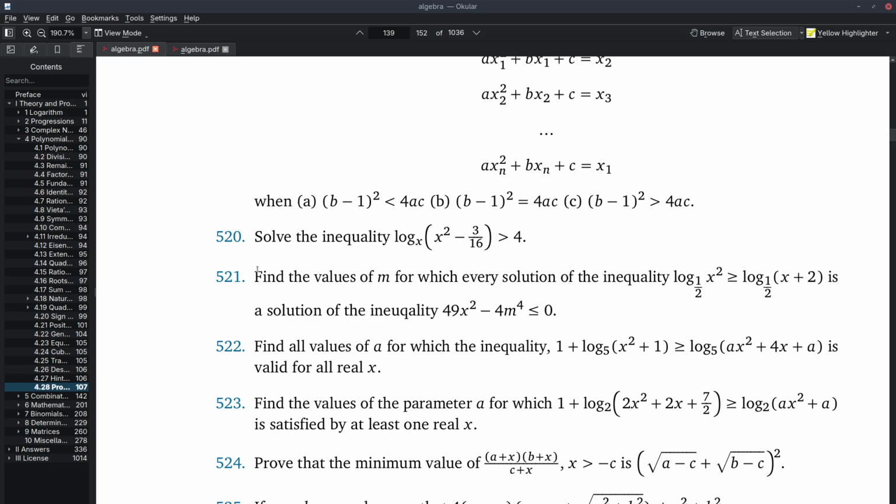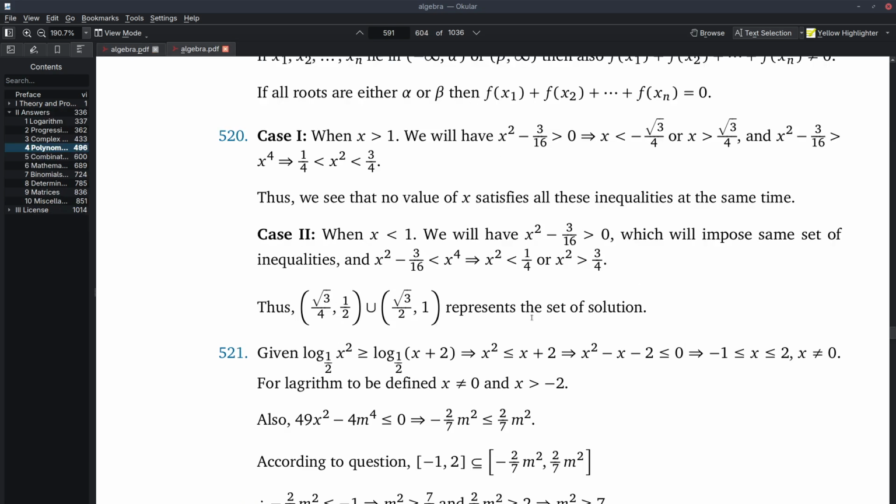Now we come to the last problem of the set, 521, because I said that I will solve 11 questions in the last remaining 4 sets so that we can finish this in 4 days. Question 521 says: find the values of m for which every solution of the inequality log x square with base half greater than or equal to log x plus 2 with base half is a solution of the inequality 49x square minus 4m to the power 4 less than or equal to 0.